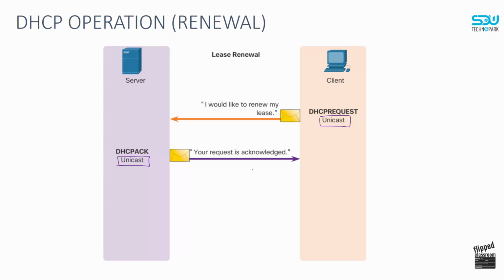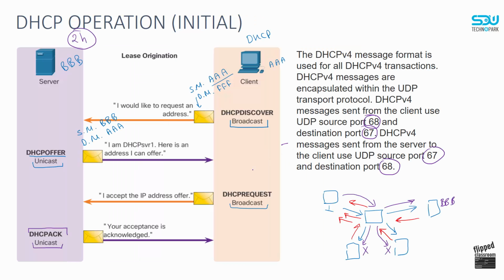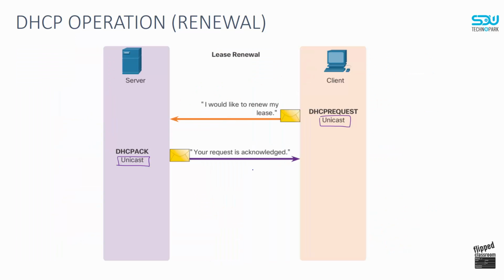But in case you turn off your computer, or your wireless network interface card is reloaded, at that moment your computer will try to find the DHCP server one more time, and then the initial DHCP operation will happen one more time. But in case your DHCP server is already known and you are still using this IP address, your computer will just send one request and it will get one reply.